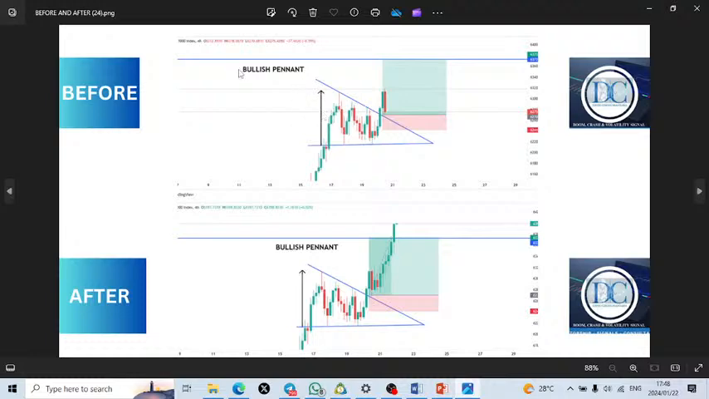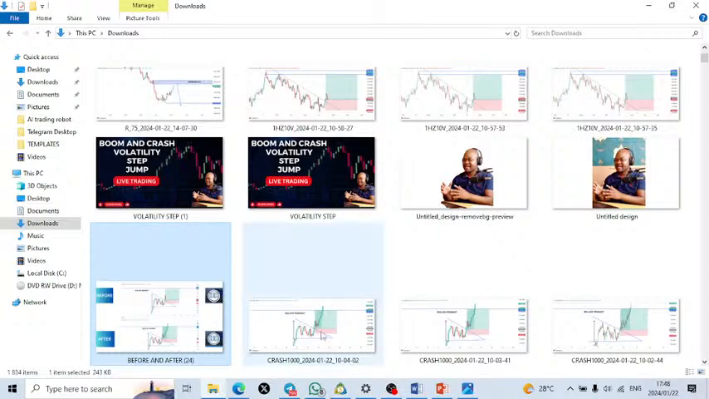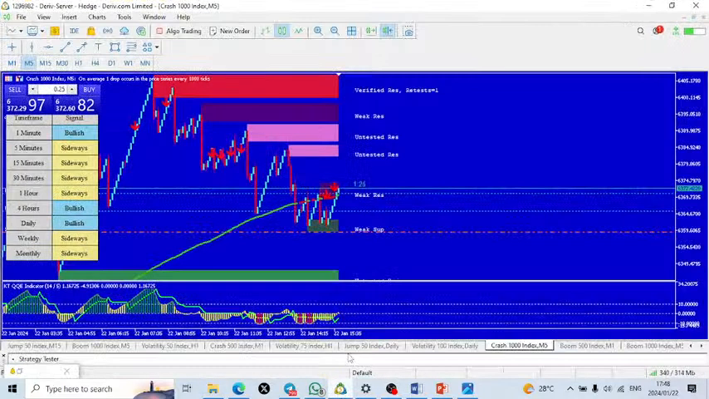We saw that there was a bullish peanut, so price moved well. This is the signal. We are anticipating that there's going to be continuation of this bullish momentum in Crash 1000. So if you're looking for spikes, you're going to be disappointed, because price is going to be moving up. Let's just quickly go to Crash 1000.